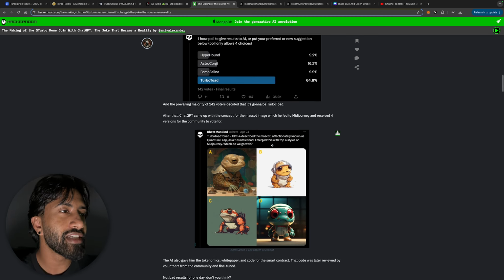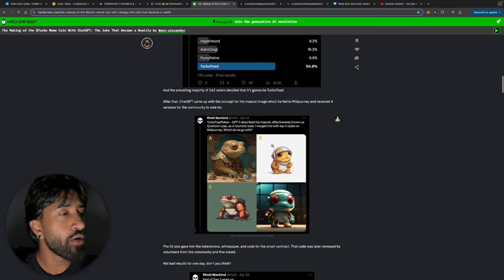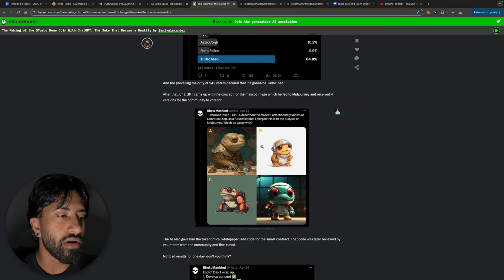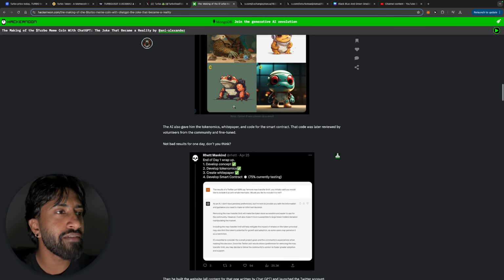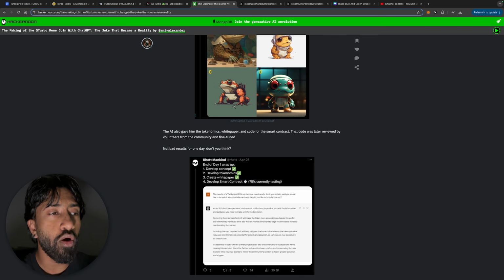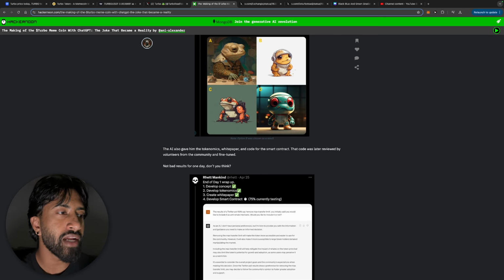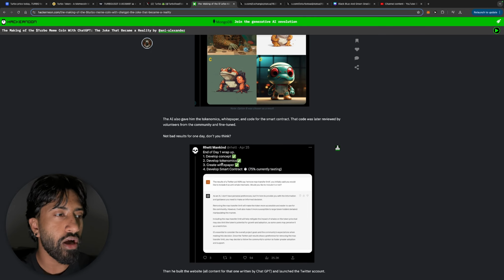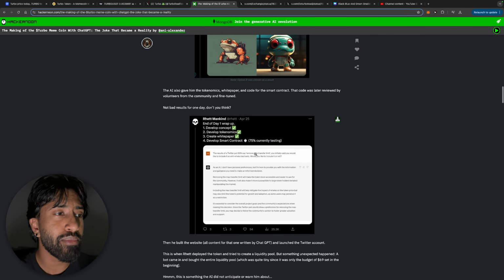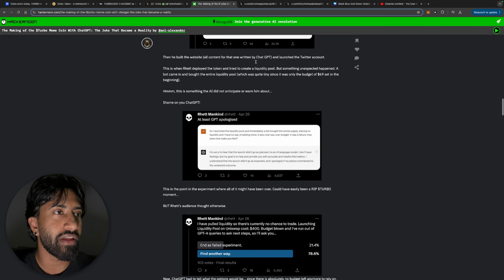After that, ChatGPT came up with the concept for the mascot image, which he fed to Midjourney and received four versions for the community to vote for. Right, and these were the four different options. The AI gave him the tokenomics, white paper, and code for the smart contract. The code was later reviewed by volunteers from the community and fine-tuned. Not bad results for one day, don't you think? End of day one, they developed a contract, developed tokenomics, created a white paper, and that's absolutely insane. Then he built the website. All content for that was written by ChatGPT-4, and he launched a Twitter account.